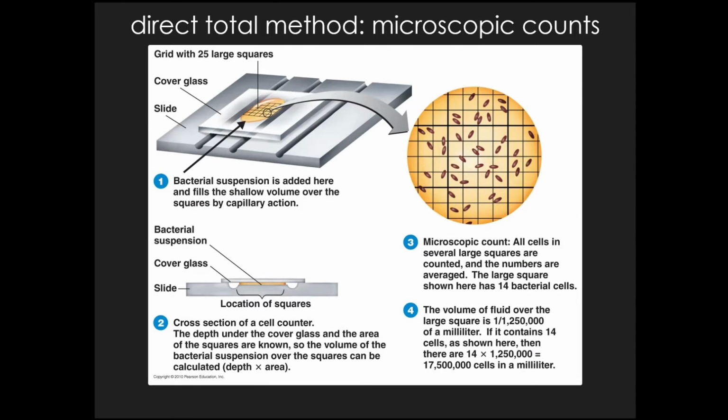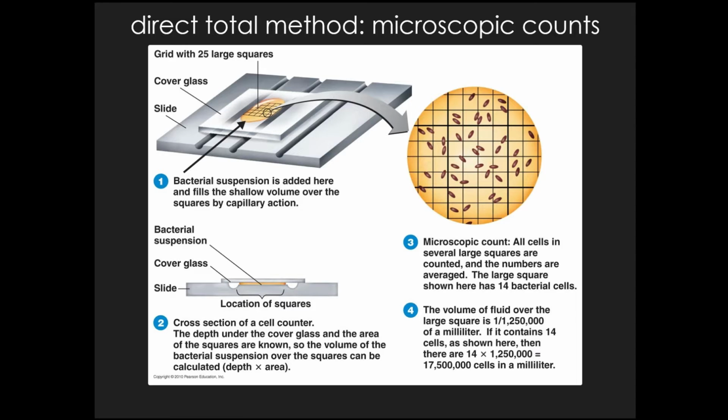Another direct method that you can use to count microorganisms is a microscopic count. Now this one, because you're just looking at the cells under the microscope, is not a viable count because both live and dead cells would be visible on microscope slides. So this is considered a total method. It's still considered a direct method because what you're counting is actually the cells.